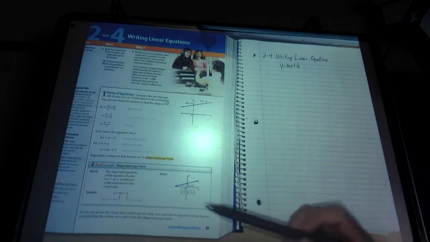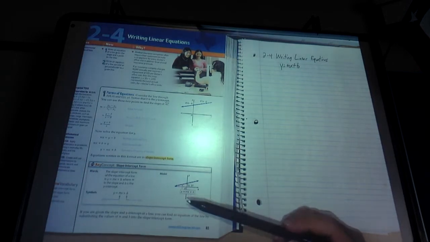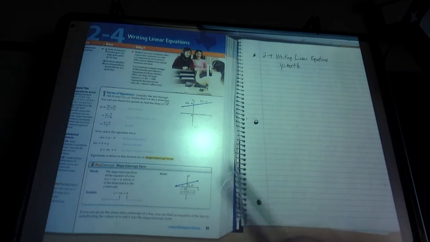So right here on page 83, it introduces you to slope-intercept form, or reintroduces you. You have seen this before in Algebra 1. The m is the number in front of the x, or the coefficient with x. That makes up our slope. The b is the y-intercept, or where the graph crosses the y-axis. And both of those values can be positive or negative.